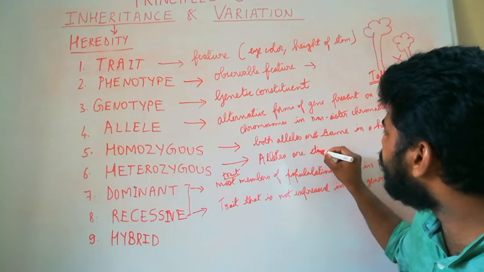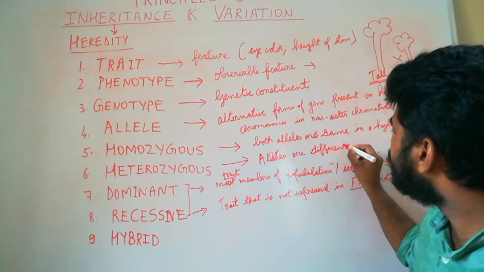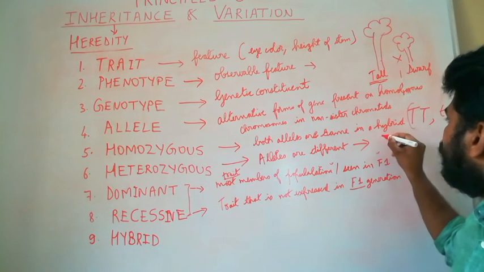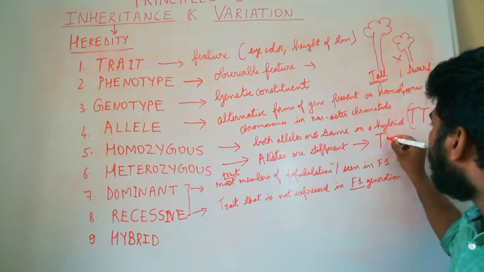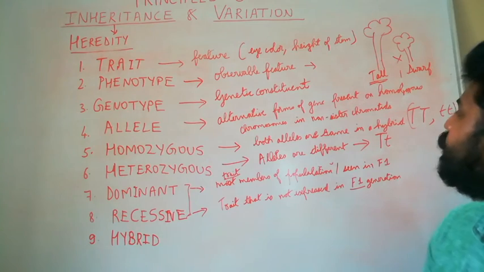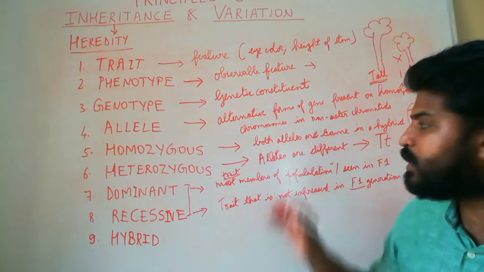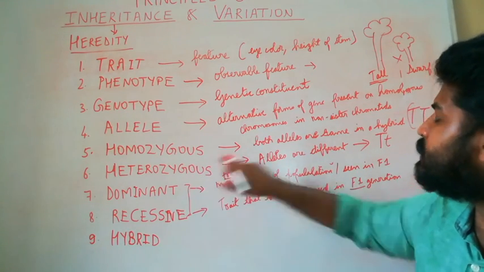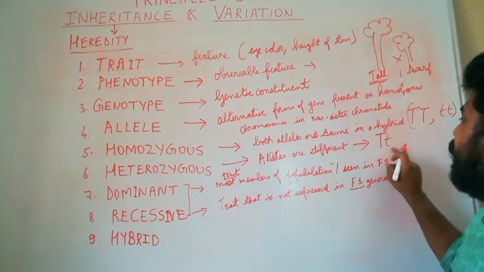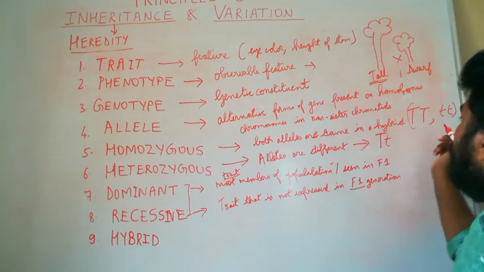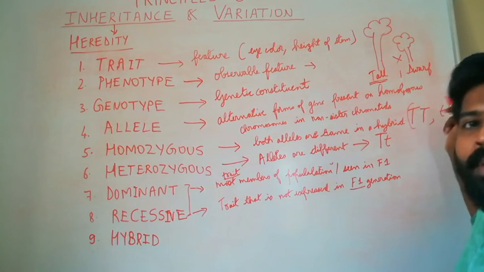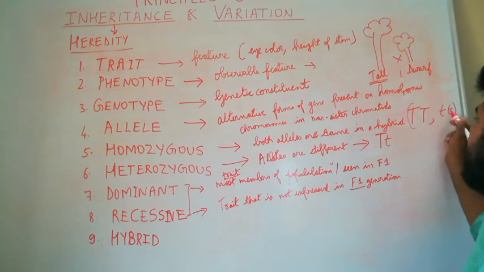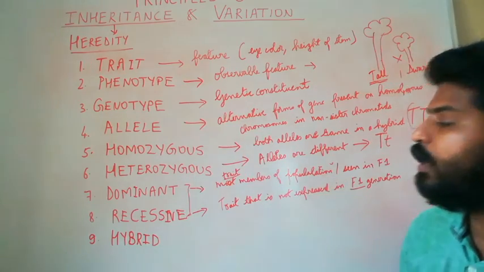Whereas in a heterozygous condition, the alleles in a hybrid are different. What would be the case? Different means there is one dominant allele and one recessive allele. So this is what is called a heterozygous condition, where both the alleles are different. If both the alleles are the same, it could be tall, it could be dwarf, it does not matter. If the alleles are the same, it is the homozygous condition.